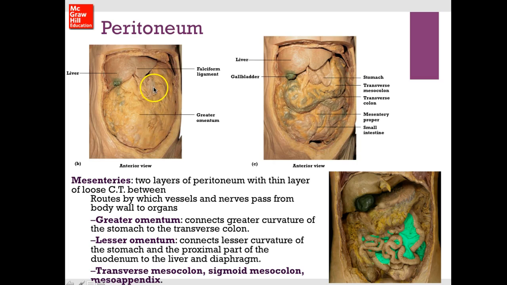And so connections we would have here is the greater curvature of the stomach and also the transverse colon. So to get to that, it kind of folds underneath and attaches. The transverse colon would be posterior to all this here. The lesser omentum is, do I have a picture of that?